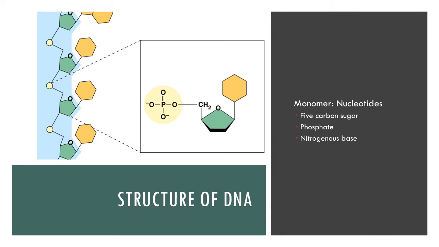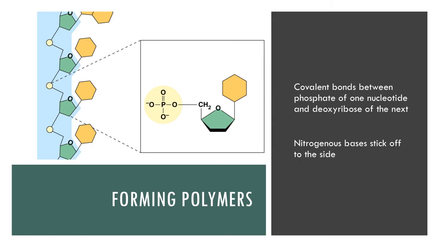You should definitely be able to draw this out. So even if you just draw a really simple stick model where it's a circle, a pentagon, and then a rectangle to represent the nitrogenous base, that is totally fine. Then understanding how these nucleotides polymerize and join together is going to be important as well.